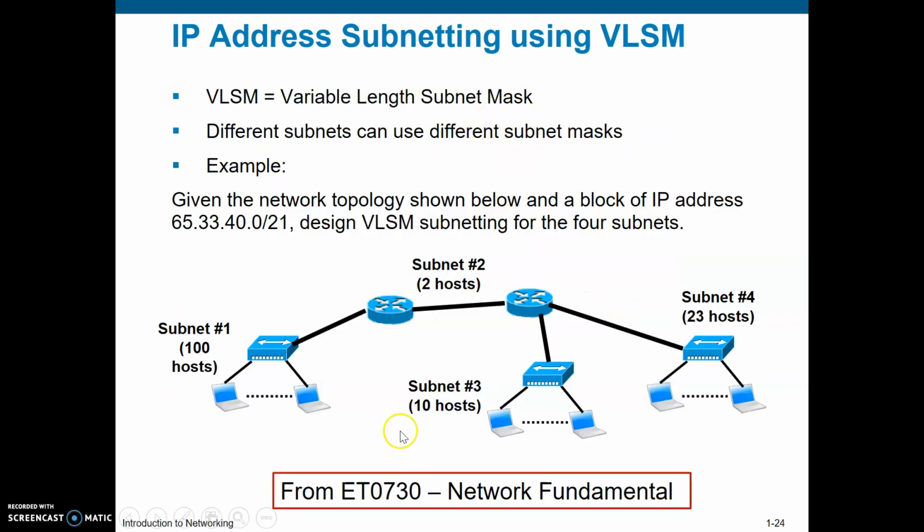Okay, this is exactly the same example as in your network fundamentals, where we have this topology. There are 4 subnets. Each subnet has a different number of hosts, IP addresses, that you need to support, and this is a block of IP addresses that you are given, /21. Let's design the variable length subnet mask to do subnetting for these 4 subnets.